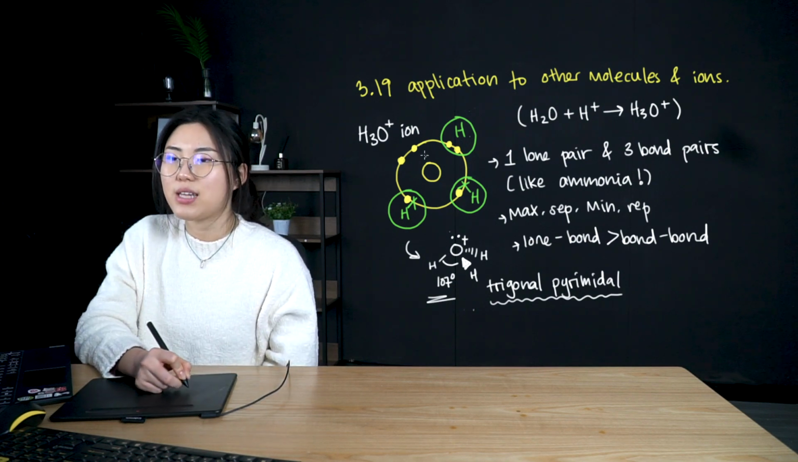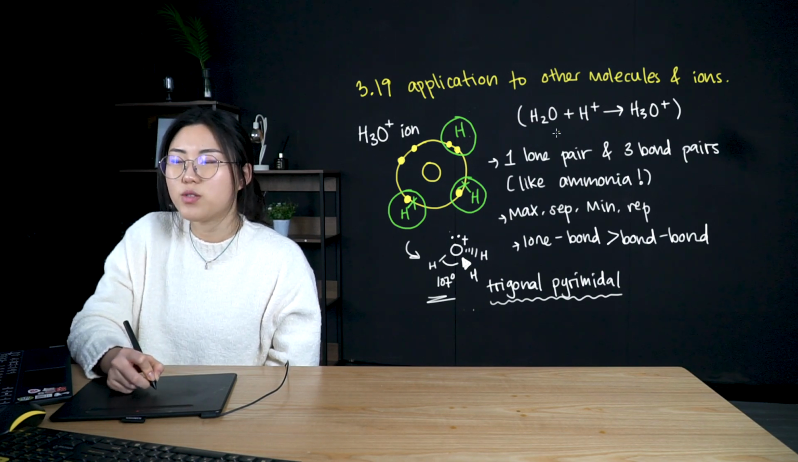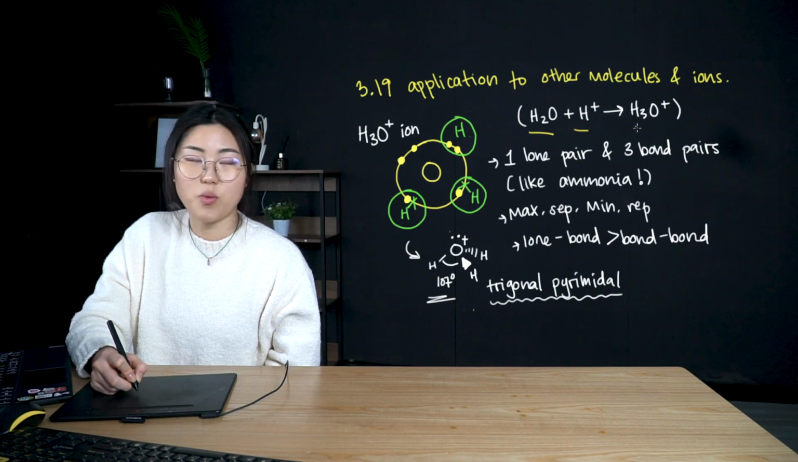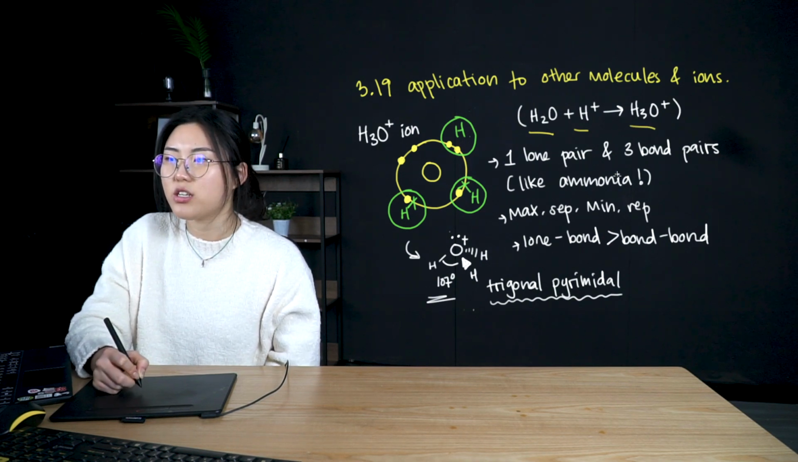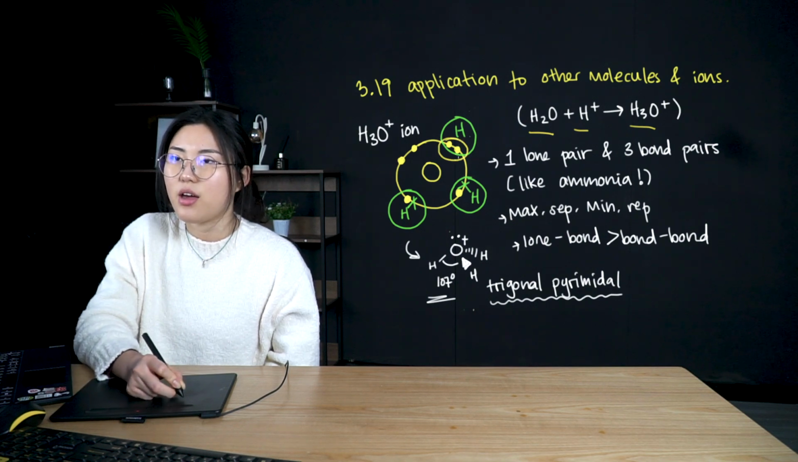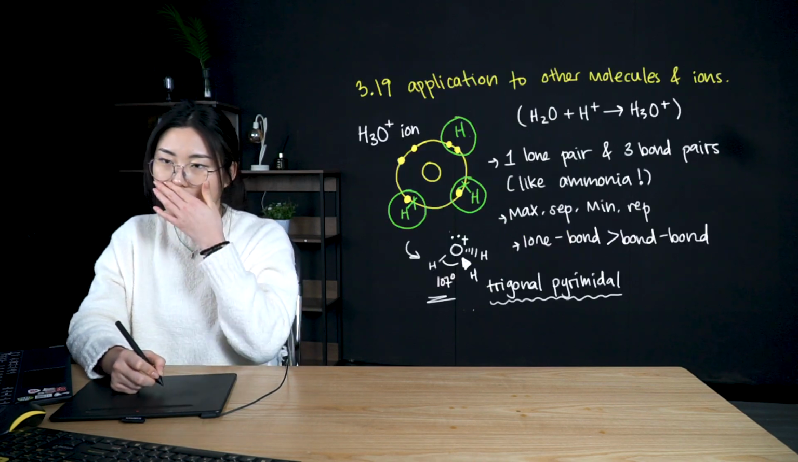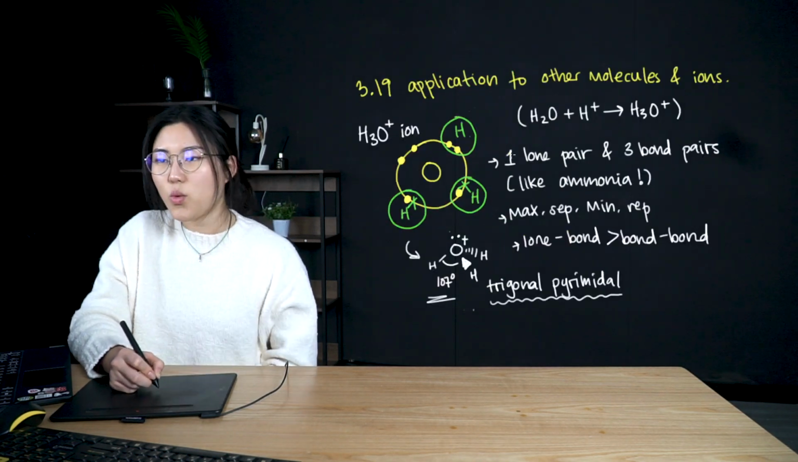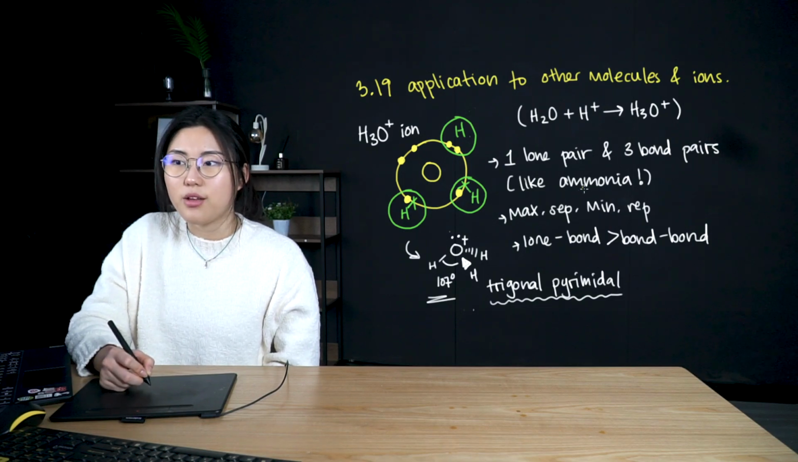So this is an H3O plus ion. So this one actually forms from water joining with a proton, so water is kind of acting like a base, making an H3O plus molecule. So over here we have the dative covalent bonding. Okay, so that is our H3O plus ion. So there is one lone pair and 3 bond pairs. This looks like ammonia, right?